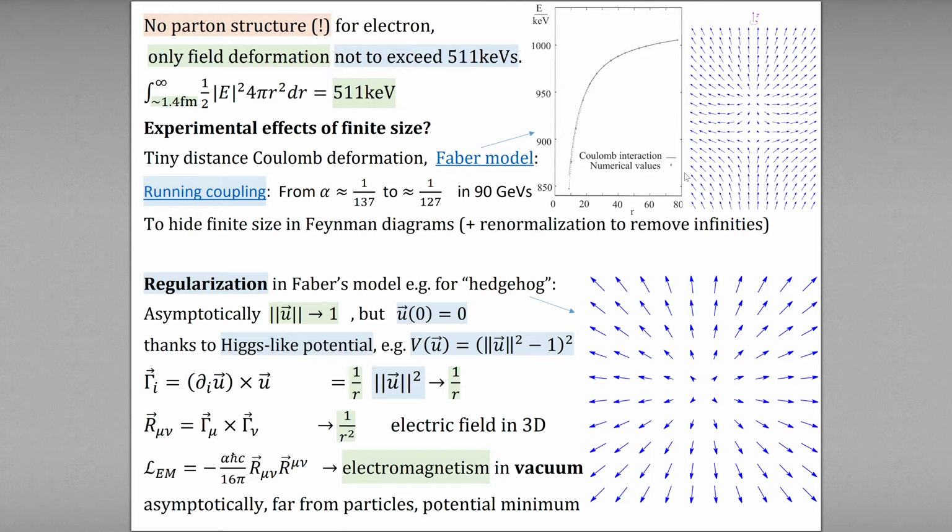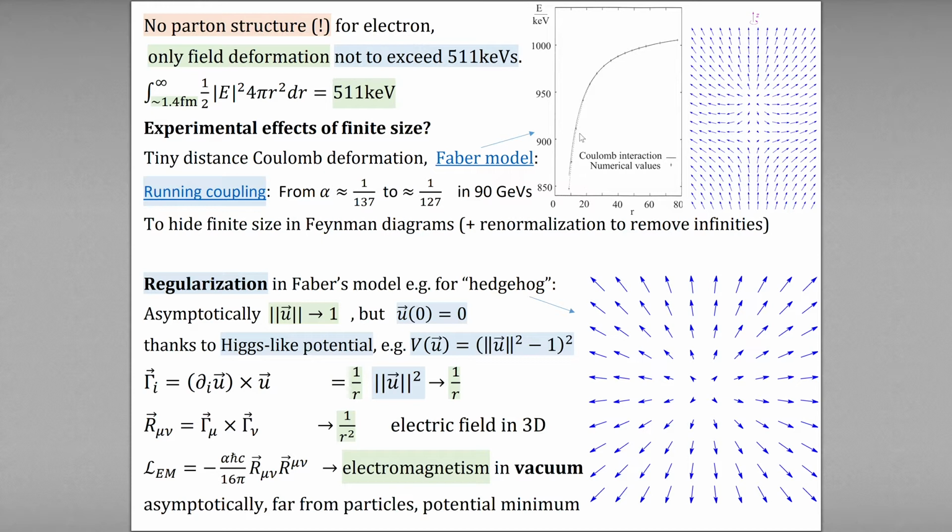And in the Faber model, there are these numerical calculations where we take this electron-positron pair at various distances and calculate the energy of the field. And it's approximately the Coulomb interaction. However, there is some correction. For very close distances, you can see that this Coulomb is deformed. So this is the running coupling.